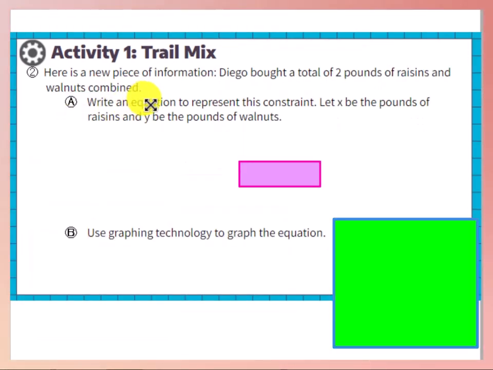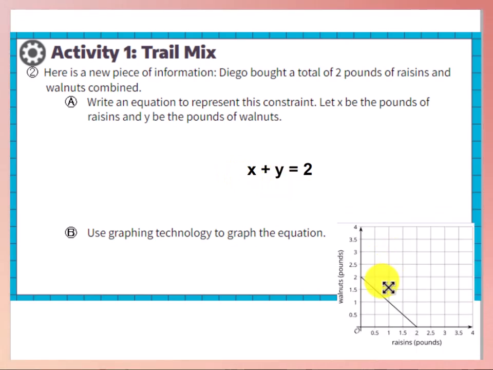Now here's a new piece of information. Diego bought a total of 2 pounds of raisins and walnuts combined. Write an equation that represents this constraint. Let x be the pounds of raisins and y be the pounds of walnuts. X plus y equals 2. So this is a different scenario. The constraint is 2 pounds. Use graphing technology to graph the equation. So again, you can just type in x plus y equals 2 into Desmos, make adjustments, and you can see what the y-intercept is and what the x-intercept is.